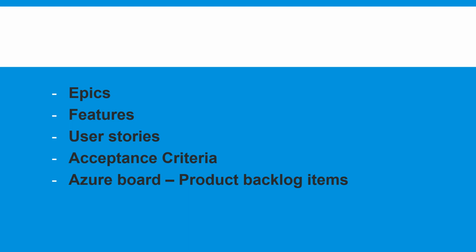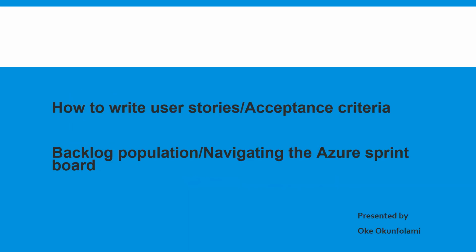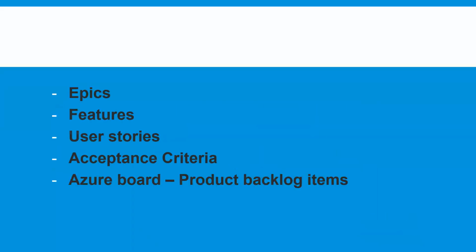Now, I said at some point we're going to do, so I'll first talk us through writing up the user stories and acceptance criteria. And the second part of this session will be backlog population and navigating the Azure board. What that means is that I will show you in practice how you can create these user stories, acceptance criteria on the Azure board. So this was where I was going. I said on the Azure board, we call them product backlog items, right? The user stories, they're called product backlog items, right?